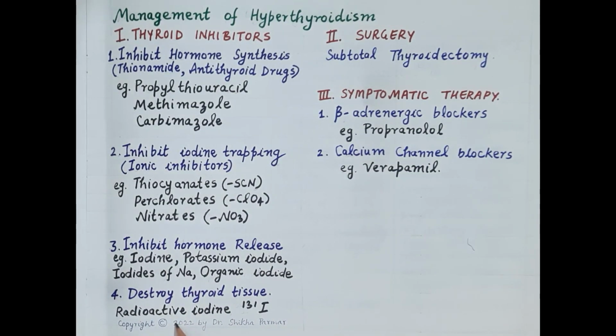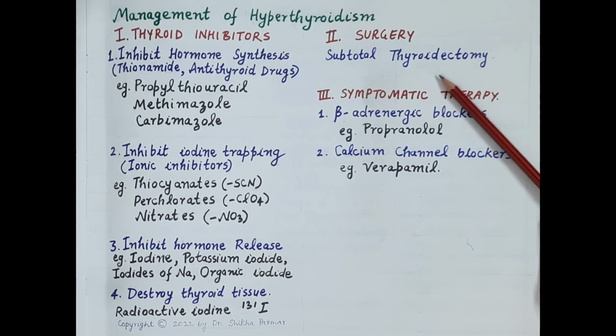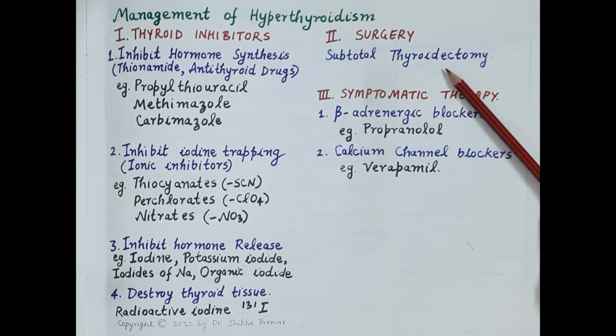Next is radioactive iodine, that is iodine 131. Radioactive iodine is most commonly prescribed in patients with hyperthyroidism due to toxic nodular goiter. Now, in addition to this, if thionamides fail to control hyperthyroidism due to Graves' disease, then as a secondary option, radioactive iodine is also used there. Then hyperthyroidism can also be treated by surgery, where a part of the thyroid gland is surgically removed, and therefore the process is called subtotal thyroidectomy.